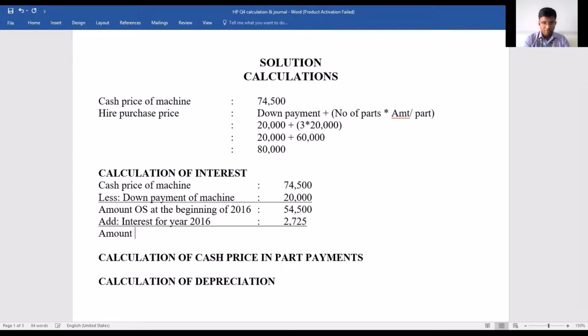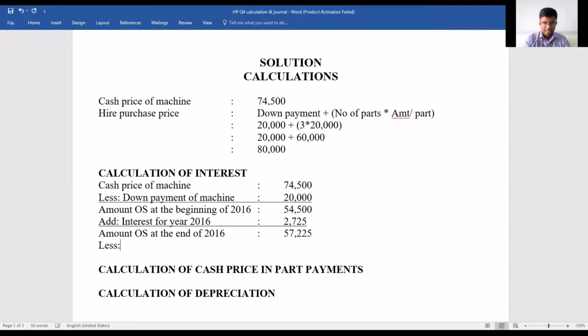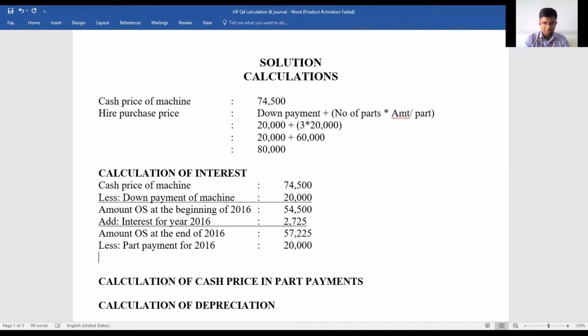So now with the interest, we will get the amount outstanding at the end of 2016. So this plus 54,500, that is 57,225. Then less the part payment for 2016. The part payment of 2016 that we know is 20,000.